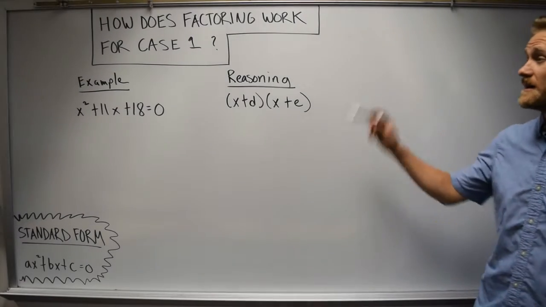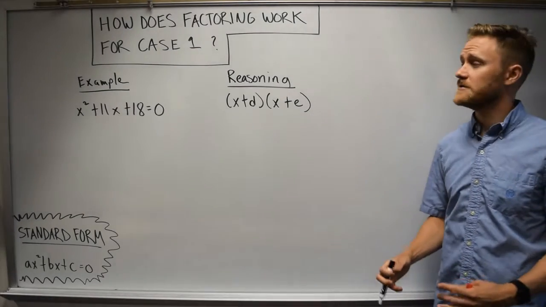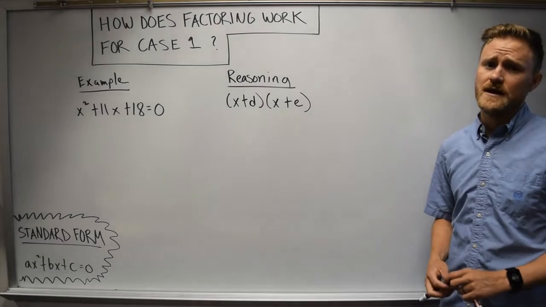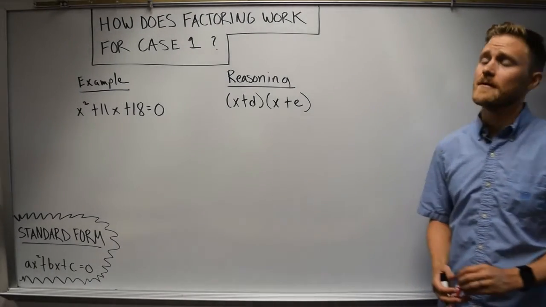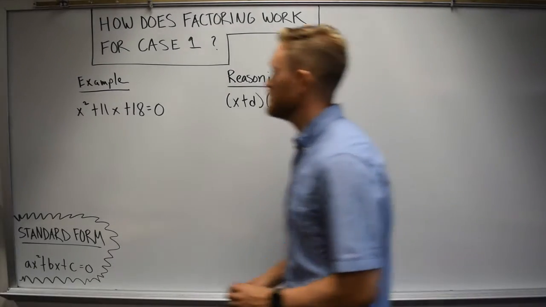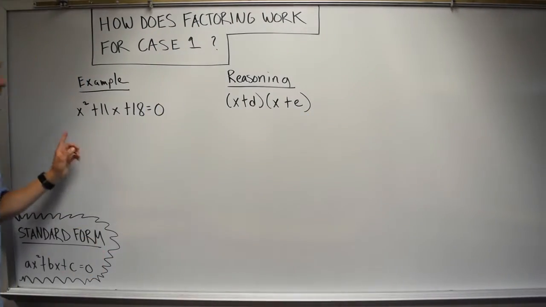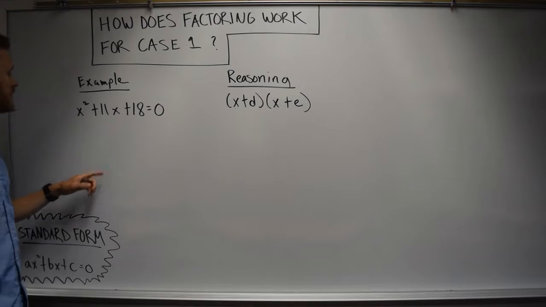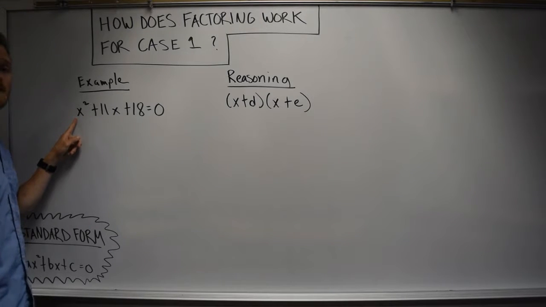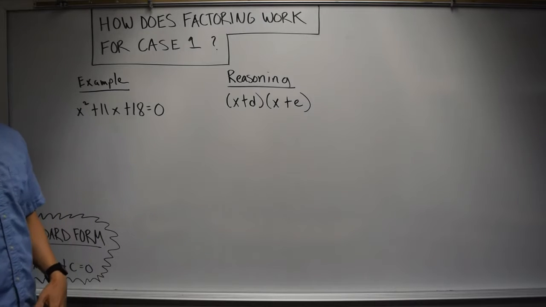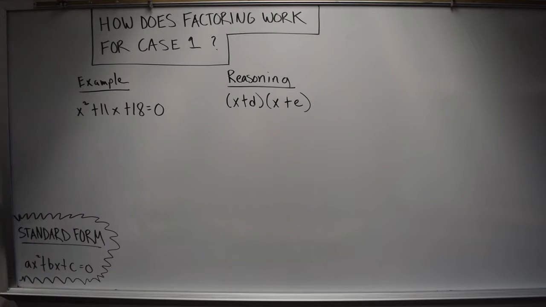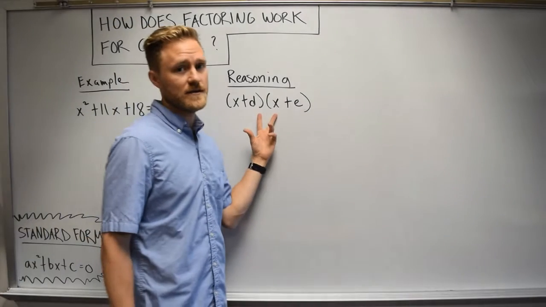Closer look at case 1 and try and understand why it actually works. If you understand why it works, it's going to be easier to remember. So, in case 1, we have a quadratic in standard form where the leading coefficient on the x squared term is 1, and it is factorable. So, our goal here is to try and factor this quadratic into 2 binomials.